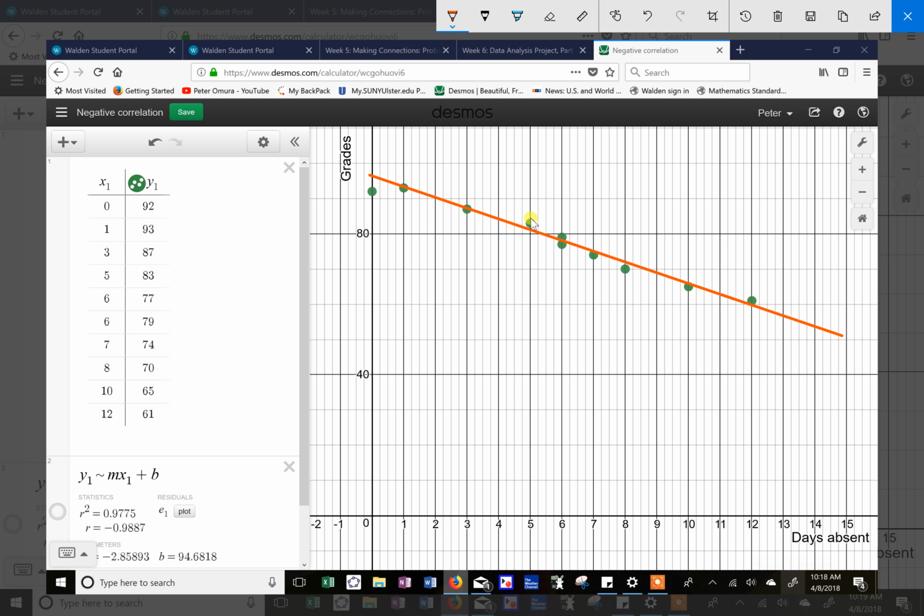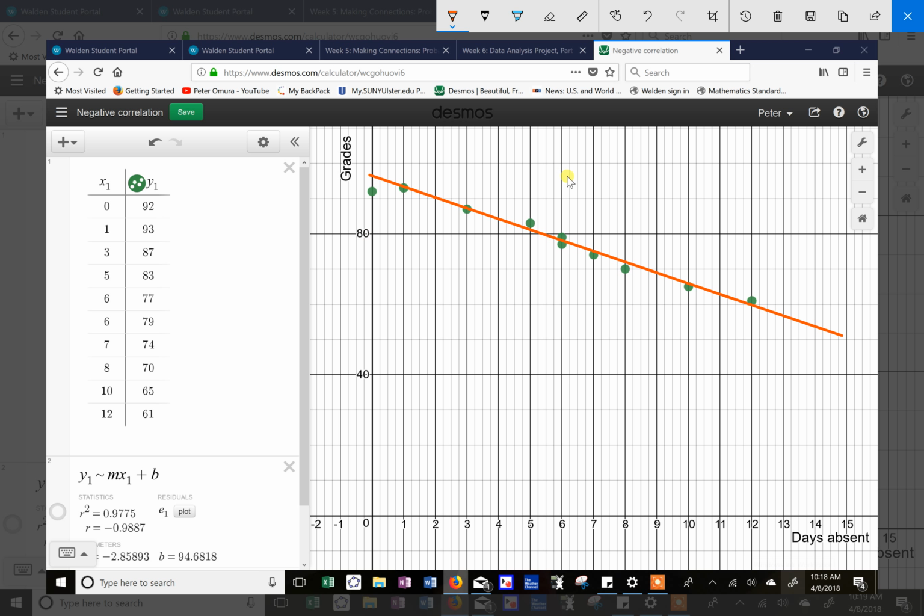I have 1 below, 1 above, 2 below. This one's almost above. That one's almost below. So this looks pretty good. 1, 2, 3, 4. I mean, it looks pretty good. So let's see, 40, 50, 60, 70, 80. So these are units of 10. So it looks like 90. So that looks like about 95.